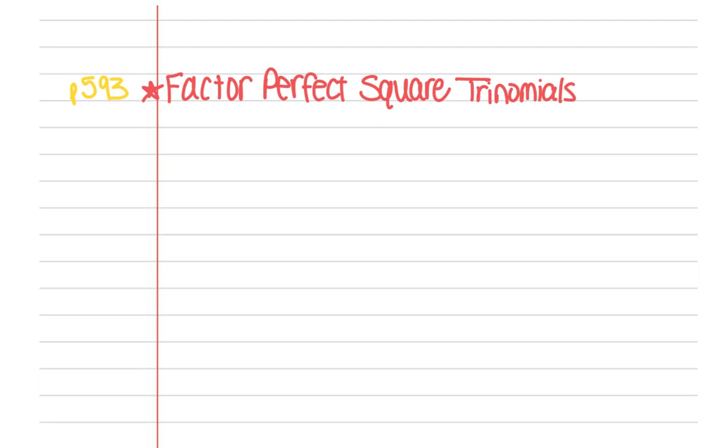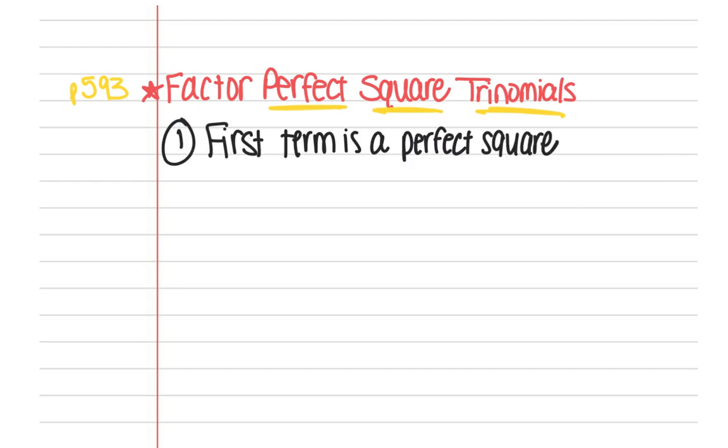When we square binomials like a plus b squared, or if we do a minus b squared, what results are special products called perfect square trinomials. And so for a trinomial to be factorable as a perfect square, there are 3 things that must be true. And I want you to get these in your notebooks right now.